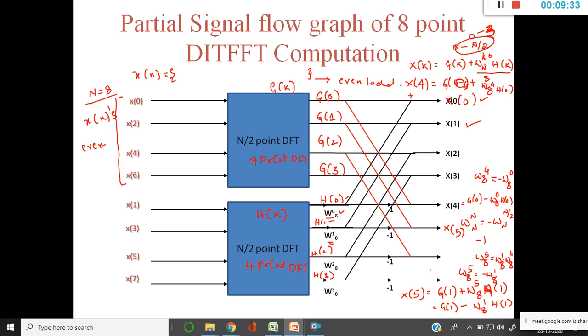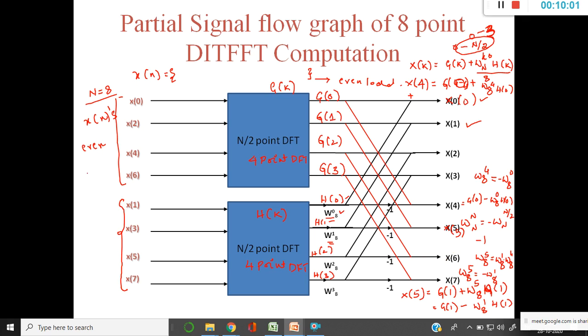Similarly, x of 6 and x of 7 are calculated by multiplying. X of 6 is equal to h of 2 into w8 to the power of 2, which is going to be subtracted from g of 2, and the same thing is true with x of 7. Okay, now in general, please listen carefully.